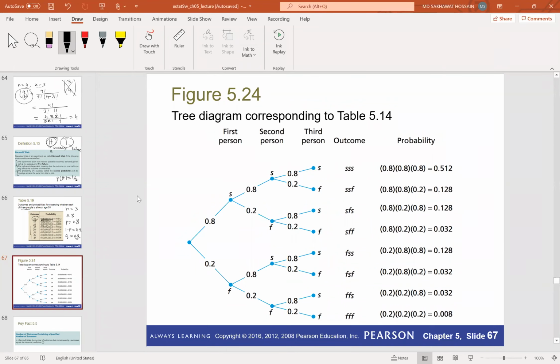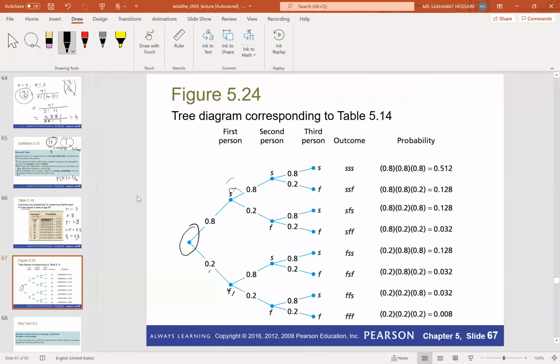Okay, tree diagram corresponding to table 5.1 first. So the previous example, we can also calculate the probability using a tree diagram. So we have actually 3 persons. That means we have 3 trials. So in the first trial, the first person might be alive or dead. If the person is alive, then this is success. If the person is dead, that means this is failure. So we have only 2 possibilities.